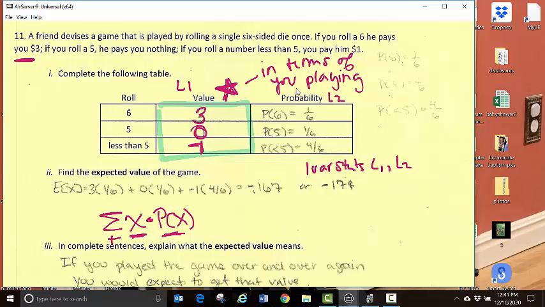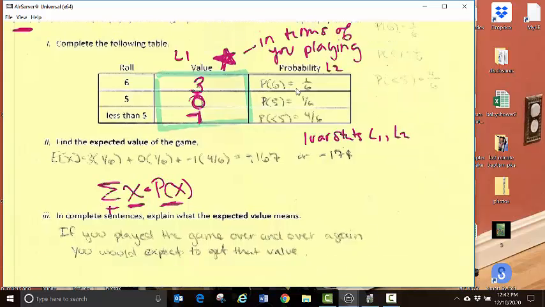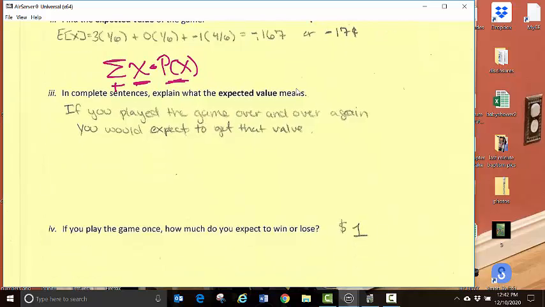So on average, you'd expect to lose 17 cents. If you played the game once, you would expect to lose $1. There's a 4 out of 6 chance you're going to lose the $1. But if you played this game 100 times and you added up all your wins and losses and found your average, you'd end up averaging out to lose 17 cents a game. You shouldn't play this game. Okay? All right, so that's what this is saying here.